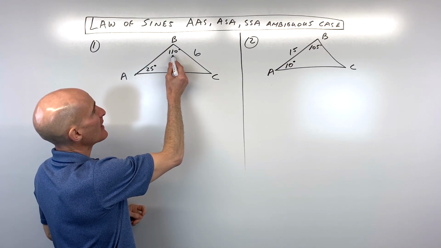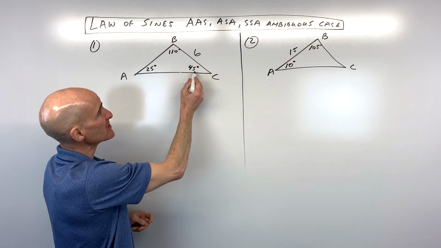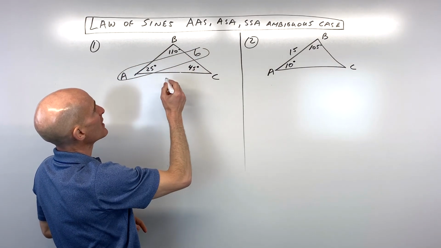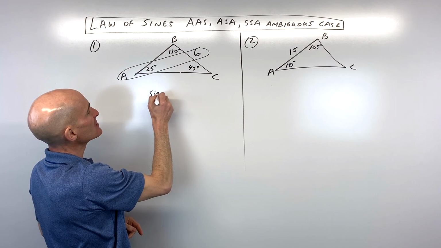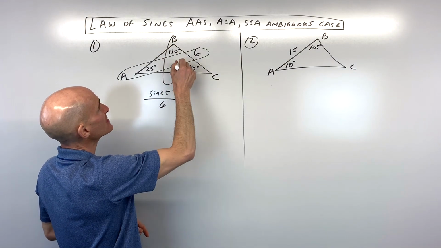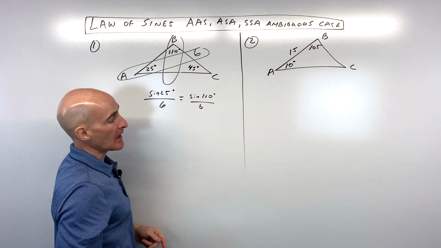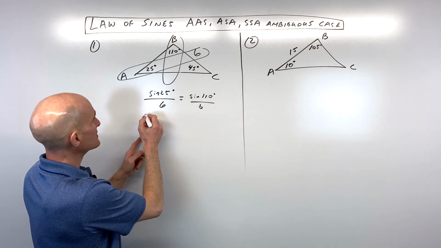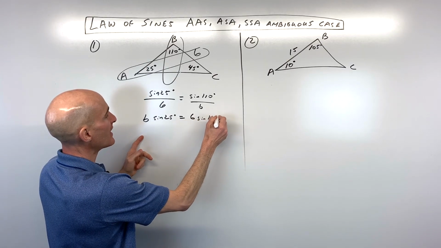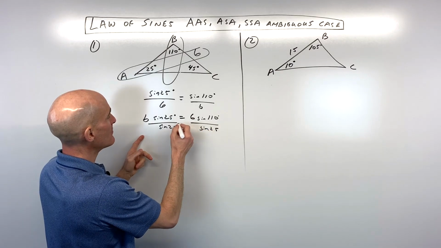We've got 135 degrees. If we subtract from 180, that means that this angle here must be 45 degrees. And now we're going to do the law of sines. Now remember the law of sines, you basically want to make a pair. You say the sine of 25 degrees over its side opposite, 6, equals sine of 110 degrees over its side opposite. That's going to be side B. And we're going to go ahead and cross multiply and solve. So we get B times the sine of 25 degrees equals 6 times sine of 110. If we divide both sides by sine of 25 degrees, that's going to give us B by itself, right?